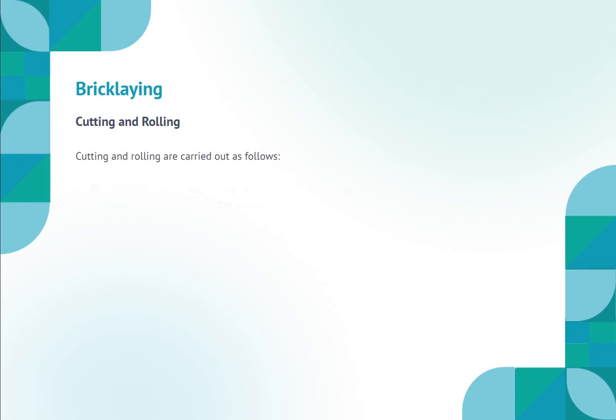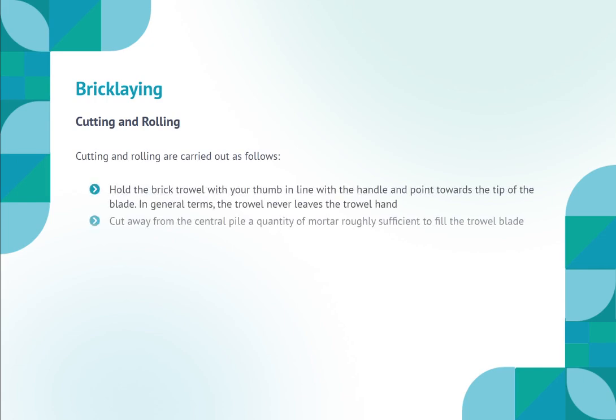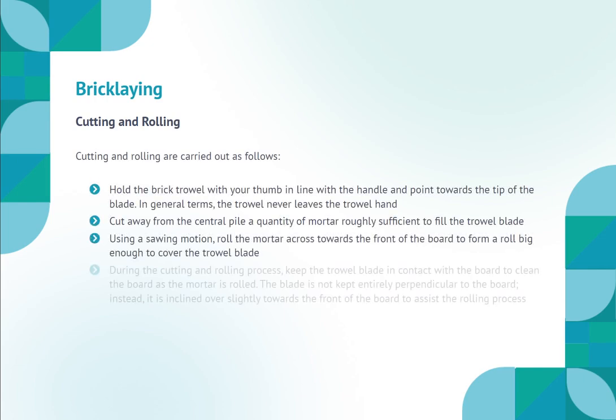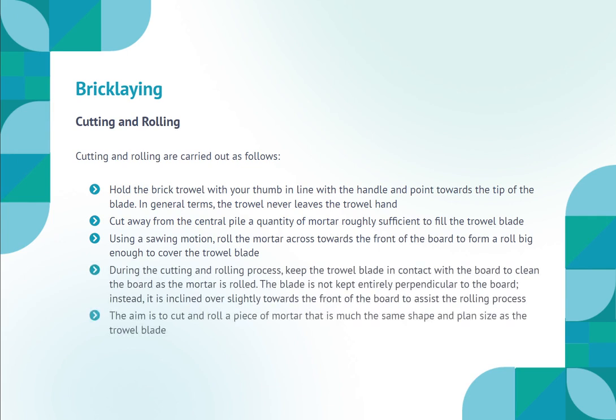Cutting and rolling. Cutting and rolling are carried out as follows. Hold the brick trowel with your thumb in line with the handle and point towards the tip of the blade. In general terms, the trowel never leaves the trowel hand. Cut away from the central pile a quantity of mortar roughly sufficient to fill the trowel blade. Using a sawing motion, roll the mortar across towards the front of the board to form a roll big enough to cover the trowel blade.